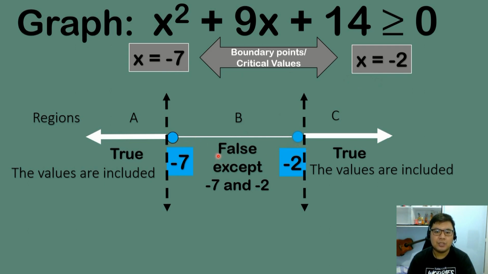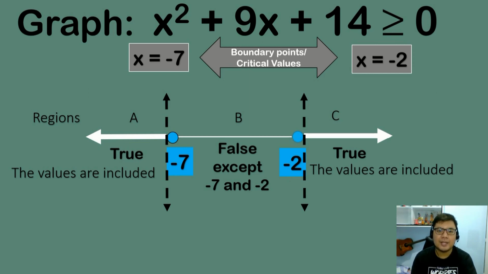Pero mapapansin nyo dito, false except negative 7 and negative 2. Kanina, yung negative 7, false din siya. Pati negative 2, false din siya. Pero this time, kapag ang inequality symbol niya ay greater than or equal, ang negative 7 at negative 2 ay magiging true. So let's try to solve it. Tingnan natin kung tama ba talaga.